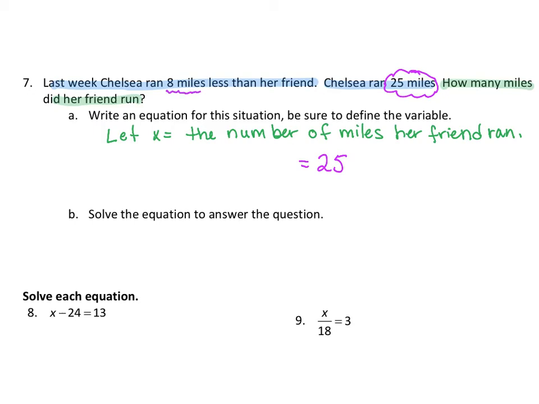The next thing is 8 miles less than her friend. It's that dreaded less than, and maybe it will make more sense to you now. So Chelsea ran 8 miles less than her friend. Well, x is how much her friend ran minus 8. So maybe the less than part will make a little more sense for you now. We can solve this by adding 8 to both sides, and we can see that Chelsea's friend ran 33 miles.